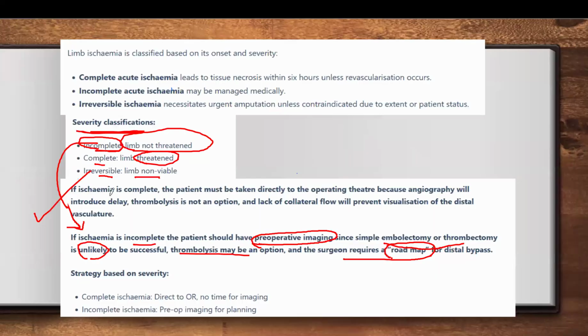So if the ischemia is complete, like complete means the limb is threatened, then we are taking directly to the operating theater. Because angiography, CT angio will delay the diagnosis, and thrombolysis is not an option. There is no collateral flow as well. So that is why if the limb is threatened, we are going to take for operation theater. And then intraoperative angiography can be done, depending upon the surgeon's decision.